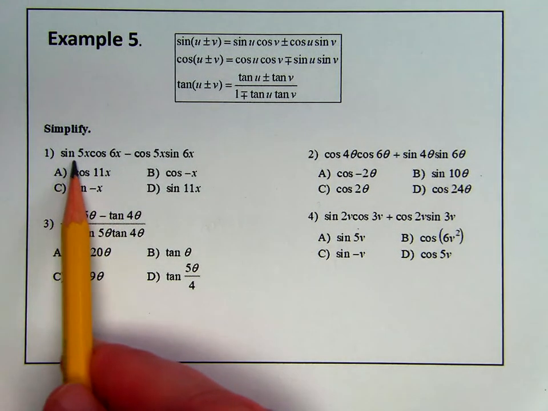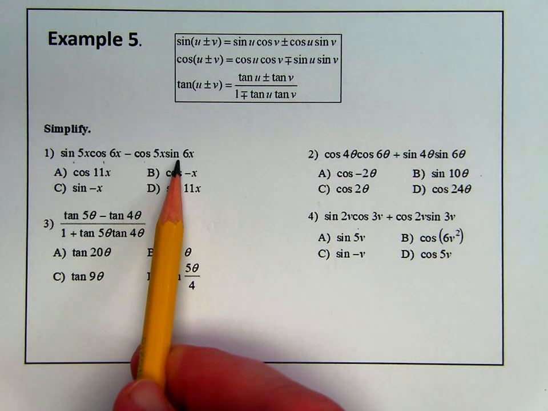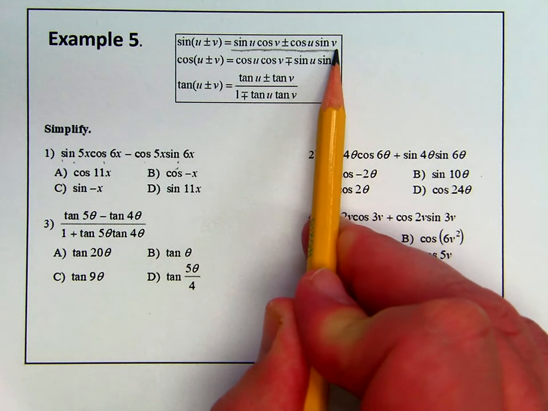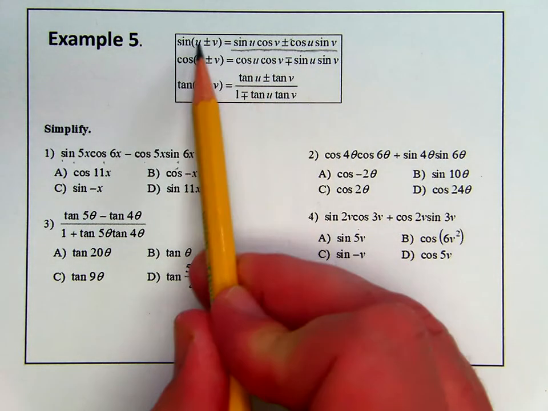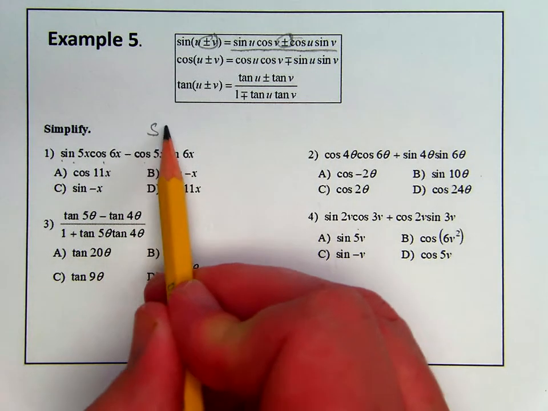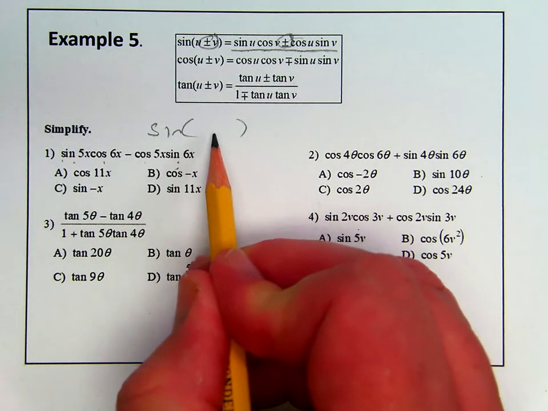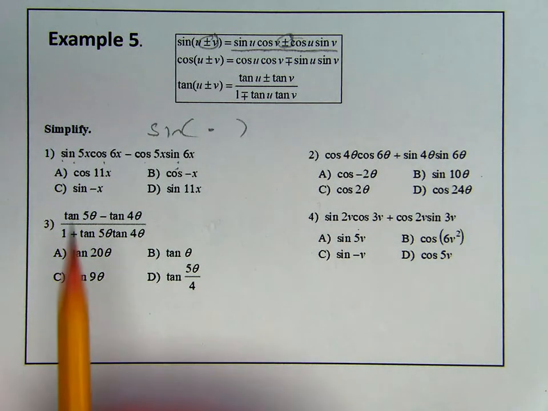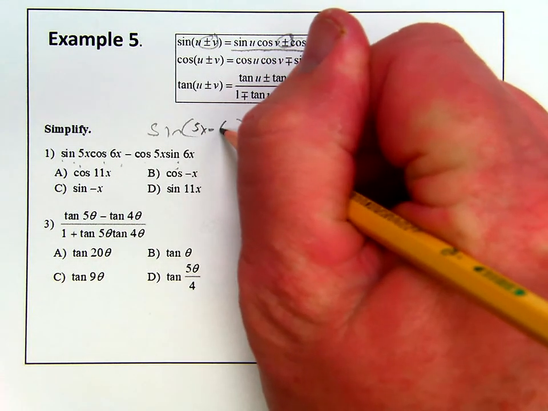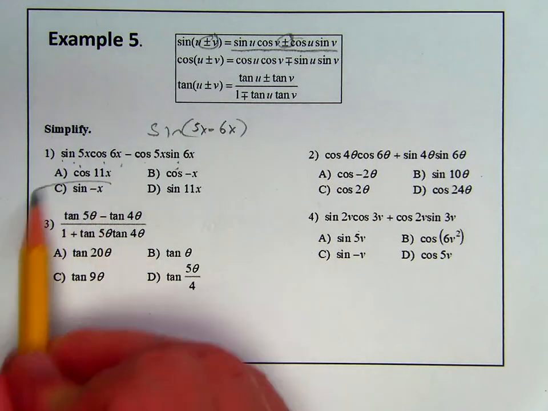So, sine, cosine, cosine, sine. That fits the sine pattern here. Whatever this is, same there. So this is going to be the sine of two things being subtracted, 5x minus 6x, negative x, sine of negative x.